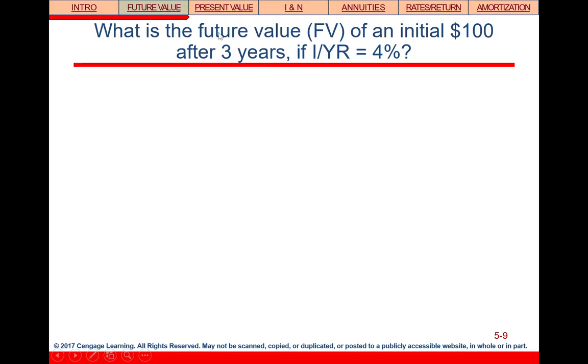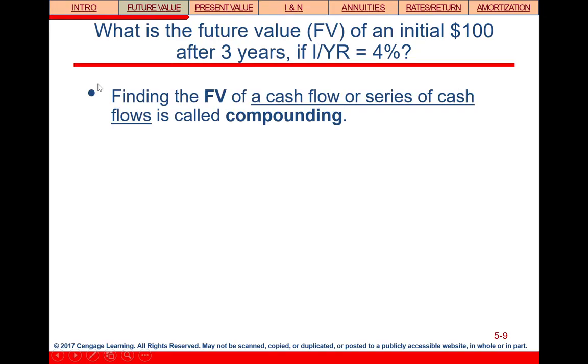Because it's not an annuity. It's just asking for the future value of this lump sum, a $100 investment right now, and after 3 years, what should it be? So there's no cash flow happening in between. So this one is trying to find the future value of a cash flow, or a series of cash flows. This one is just one cash flow. But no matter whether it's a lump sum, so one cash flow, or a series of cash flows, trying to find the future value of these cash flows is called compounding.